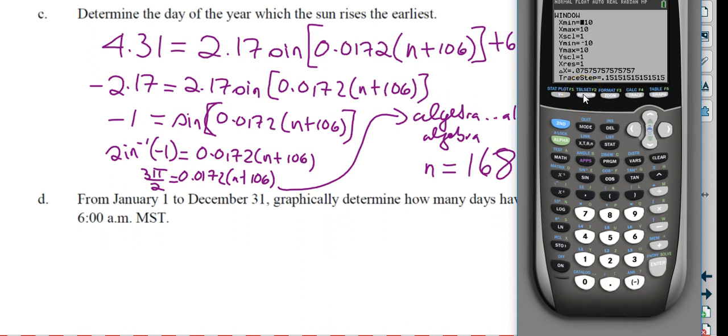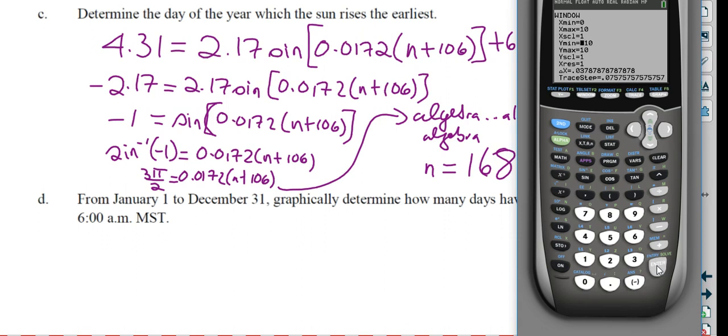Window. So we figured out what our min was. It's 6.48 minus 2.17, which is 4.31, and our max is going to be 6.48 plus 2.17, so 8.65. Let's go 0 to 10 by ones for our y values, because this is a year.